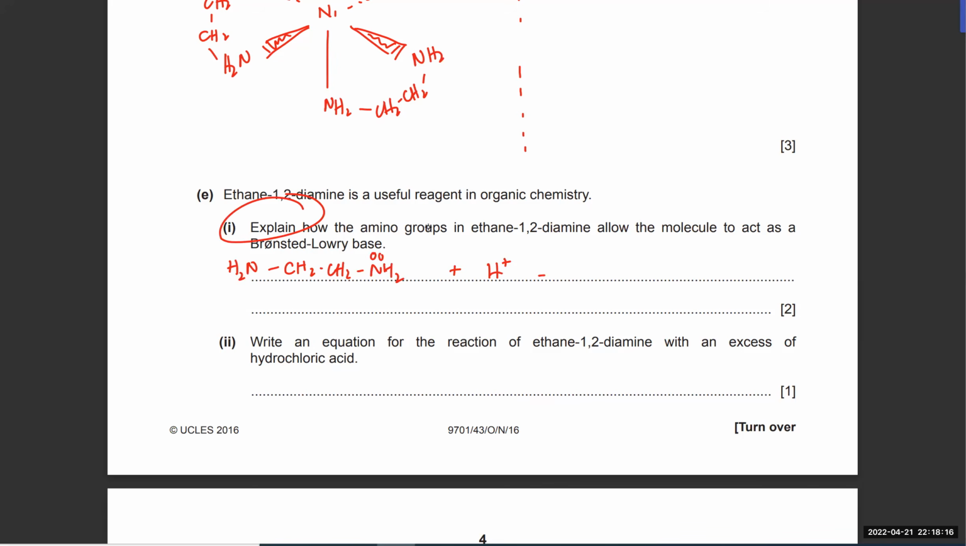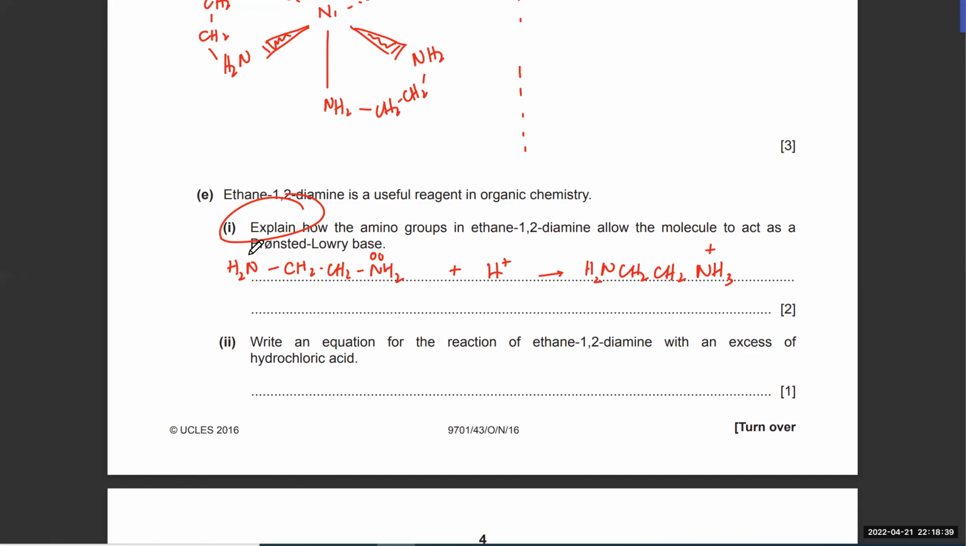so it's going to accept an H+1. So that's an equation, and it will form NH3+1. And also remember that it's usually going to form just one. It's only going to accept one H+1. Most of the time, the most likely scenario is that it will only accept one H+1.